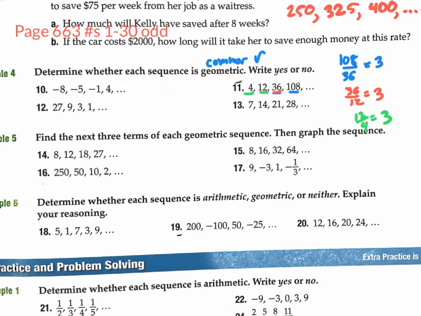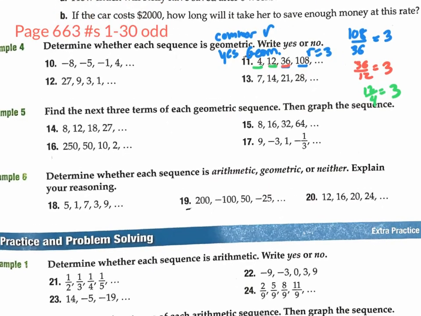Wow, it wasn't that clear, but if you actually divide 108 by 36, it will give you 3. 36 divided by 12, it is 3. So it is a common ratio. So number 11, yes, it's geometric. Why is it geometric? Because it has a common ratio of 3. So yes, it's geometric.